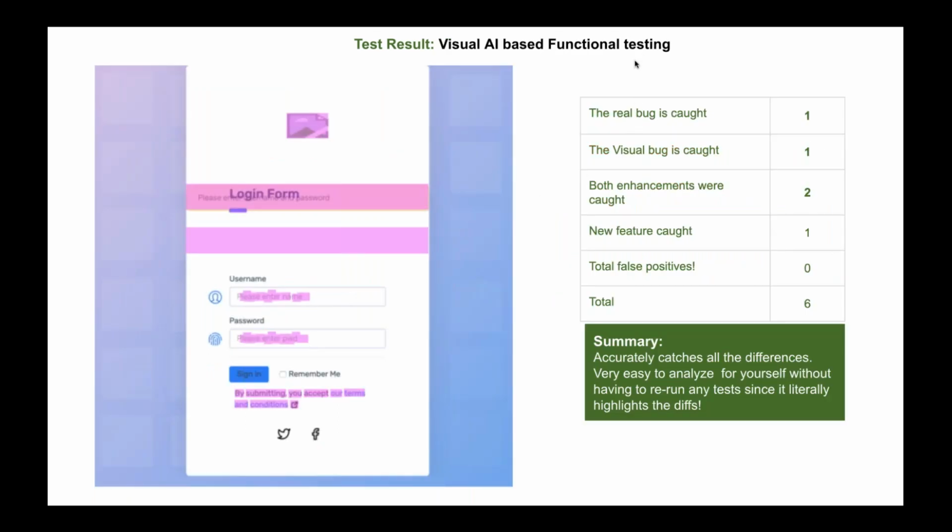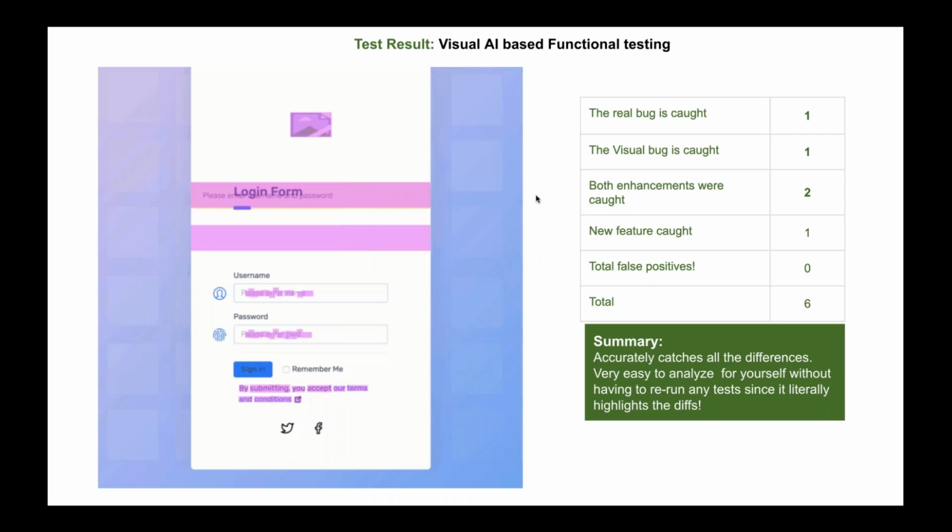Now, let's see what happens when you run the same thing using visual AI. So let me go to the next page. You can see this GIF here. It shows a before and after within Aptitools. As you can see, everything has been highlighted. All the differences have been highlighted appropriately, right?